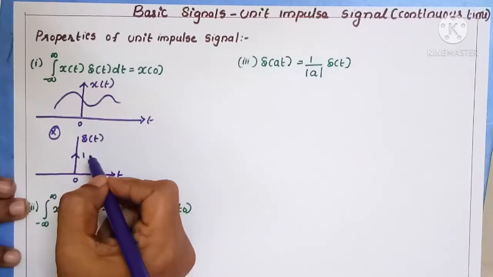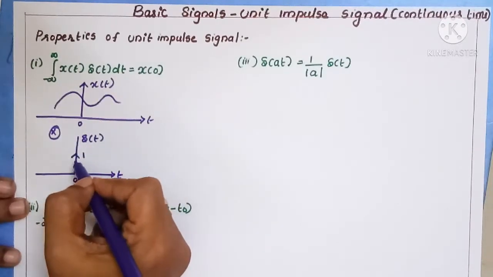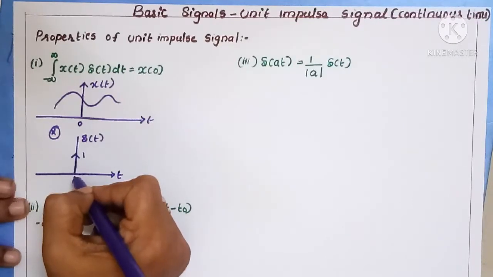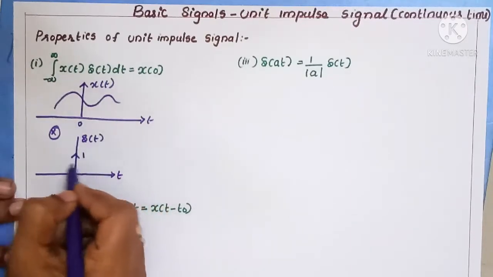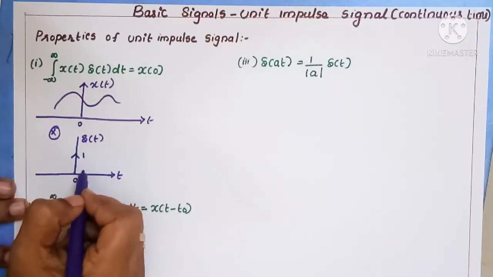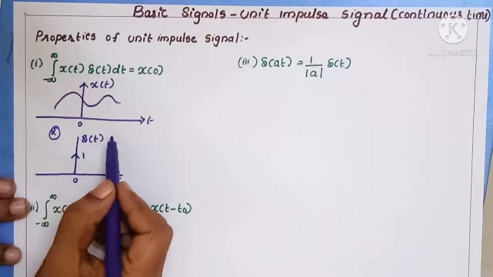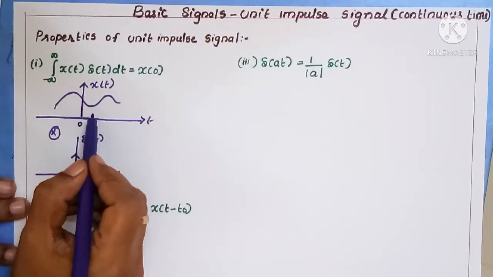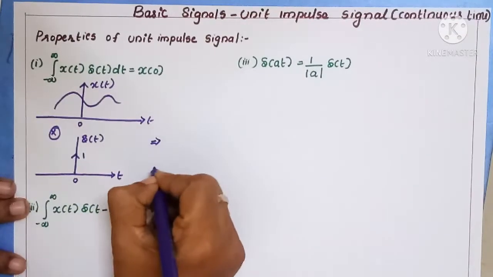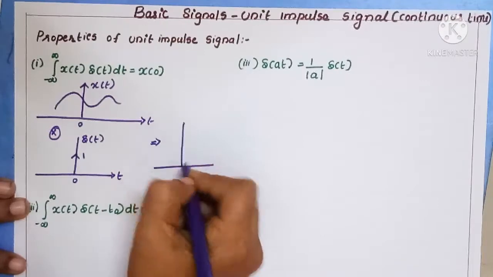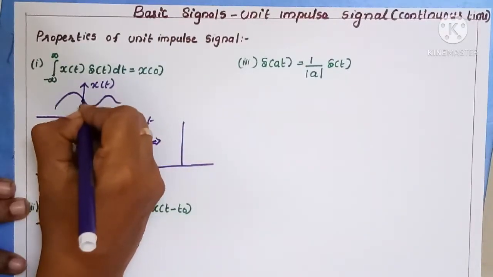If you consider an impulse signal, the signal only exists at t equal to 0. Otherwise it becomes 0. If you consider the left and right side of the impulse signal, it becomes 0. So when you multiply an impulse signal with an arbitrary signal, you will get a resultant signal at t equal to 0. We can draw here. We get only this point.